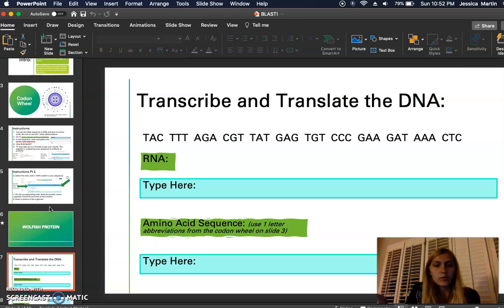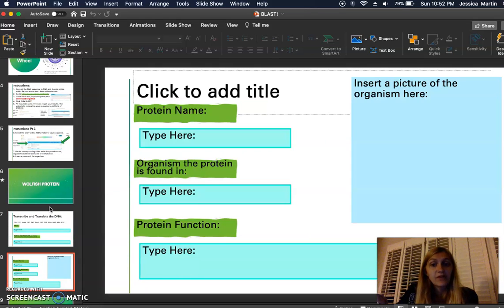Here is the wolffish DNA, transcribe and translate. They will figure out the protein. It will describe the function to them. They'll put it in their own words. Now, the answer to it is that that fish does have a protein that's kind of like an anti-freeze protein, so it prevents them from freezing. So that will be our solution to our mystery.